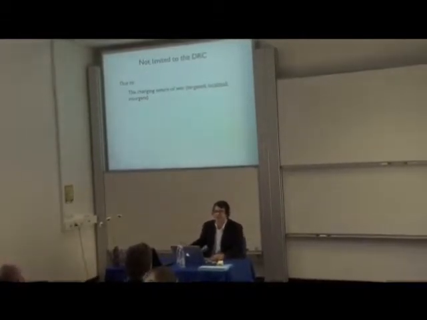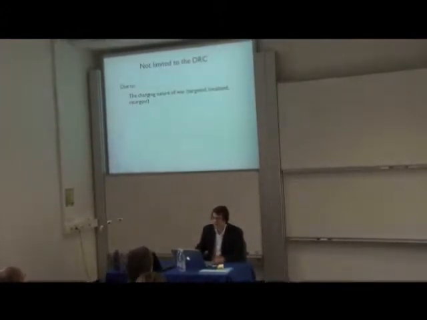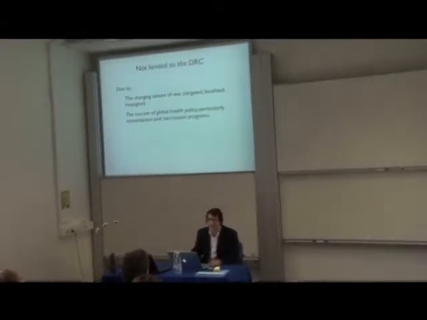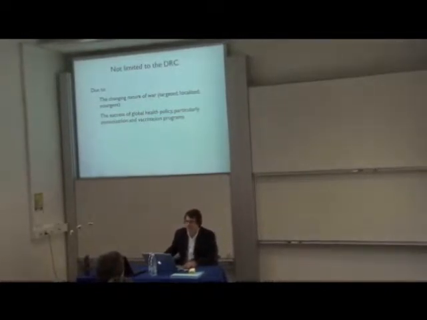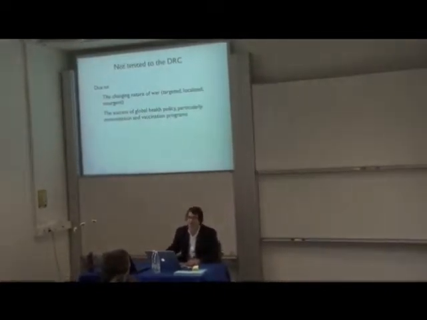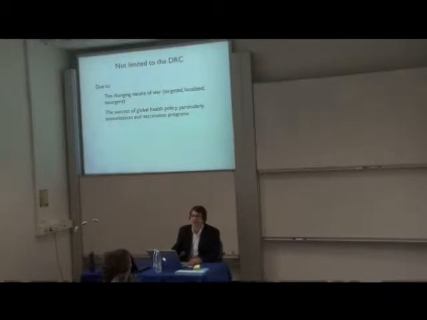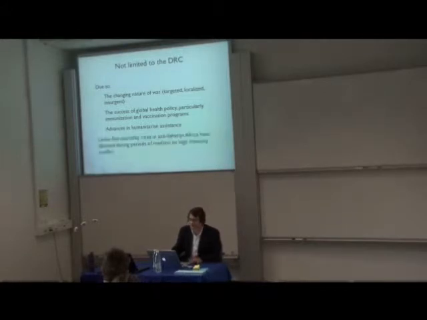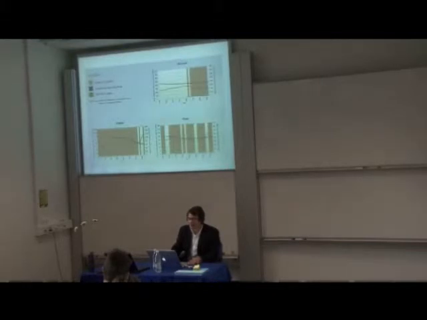So due to the factors Niels Petter mentioned, which war being industrialized, targeted, localized, and insurgent type conflict, the success of global health policies, immunization and vaccination programs in particular, leading up to and then during conflict, and advances in humanitarian assistance have all dramatically decreased the mortality rates during conflict. And they demonstrate this by looking at under 5 mortality rate during conflict, during a series of sub-Saharan African conflicts. And these are just some of them, just to show briefly.